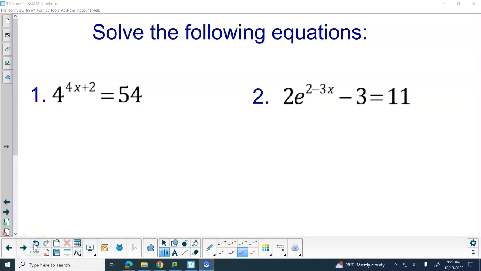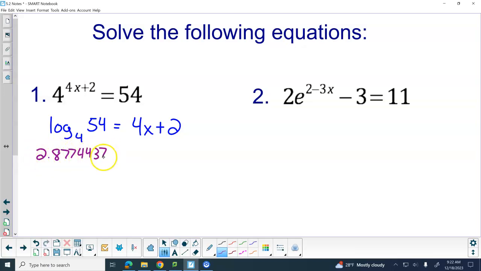So in number 1, first step, isolate the exponented term. Done? Okay, all right? So then we need to switch forms with it. If I switch forms with it, I get log base 4 of 54 equals 4x plus 2. Log base 4 of 54 is approximately 2.877443751.